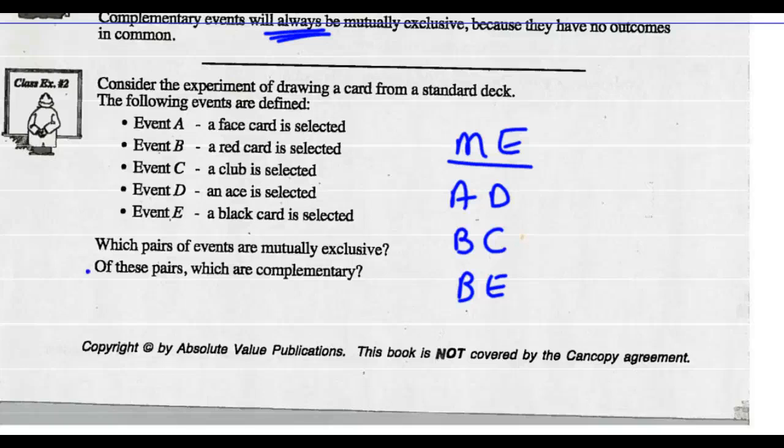Of these pairs, which of these are complementary? Complementary meaning exact opposite. So we'd say a red card and a black card selected. Complementary events for this one, B and E.